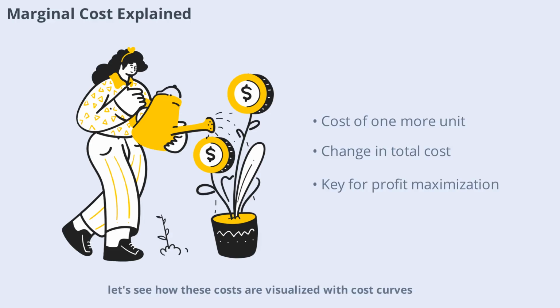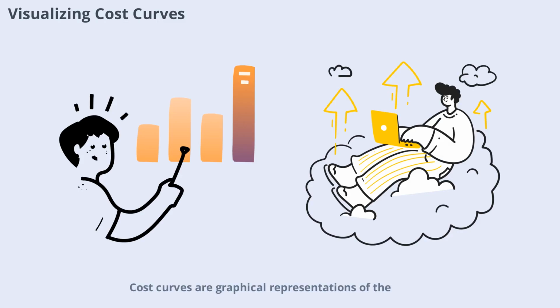Next, let's see how these costs are visualized with cost curves. Cost curves are graphical representations of the different types of costs as output changes. They help us see how fixed, variable, total, average, and marginal costs behave as production increases. Typically, the fixed cost curve is a horizontal line, while variable and total cost curves slope upward. Average and marginal cost curves often have a U-shape, reflecting economies and diseconomies of scale. These visual tools make it easier to analyze cost behavior and make strategic decisions.